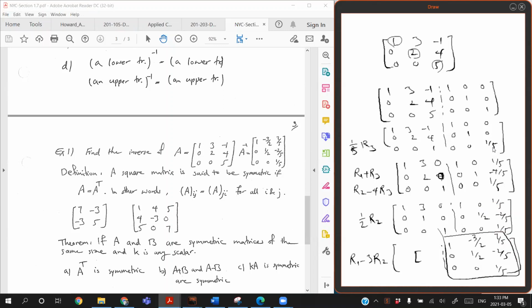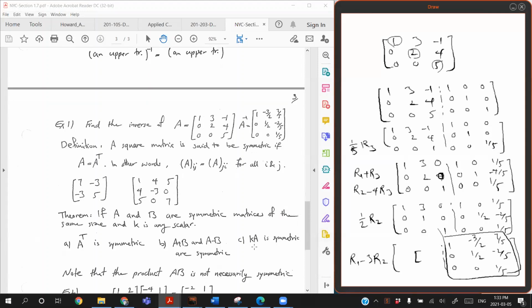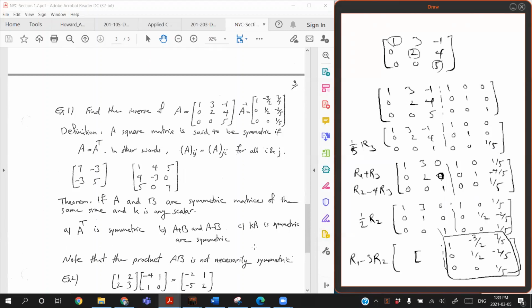Make sense? So as we expected, this was invertible because none of the entries on the main diagonal is 0, and also it's an upper triangular matrix. So we knew that this is invertible, and we also found the inverse. Is that clear? Okay, let's move on.